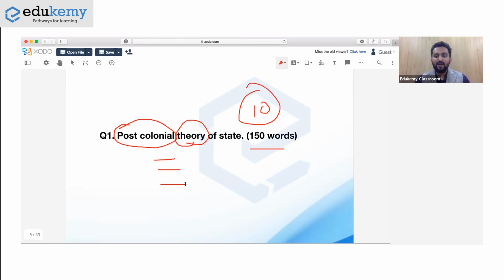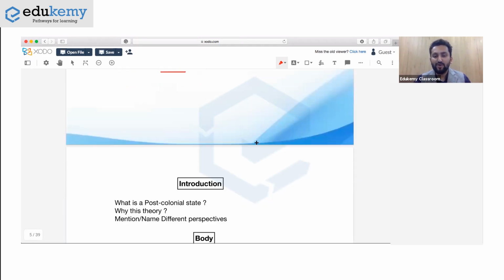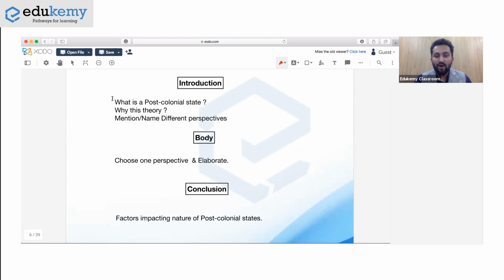Before you start, you should know that this is a 10 marker, so this should be your structure. In the introduction, say what a post-colonial state is, why this theory, and name the different perspectives. One perspective is the modernization perspective, with scholars F.W. Riggs and Gunnar Myrdal. Another is the Marxist perspective, in which we have the instrumentalist theory and the structuralist theory.